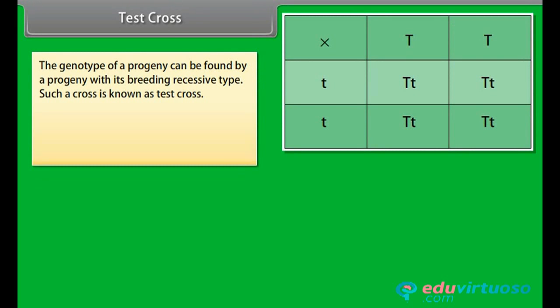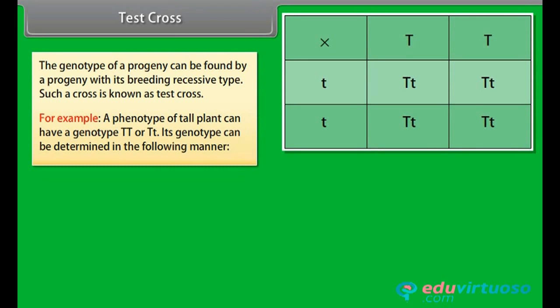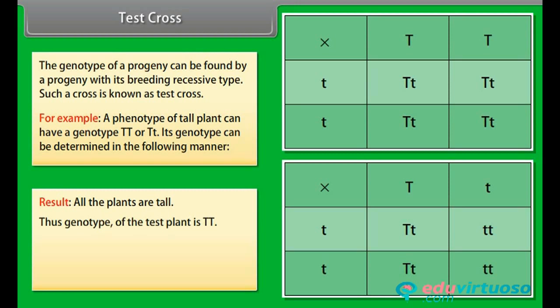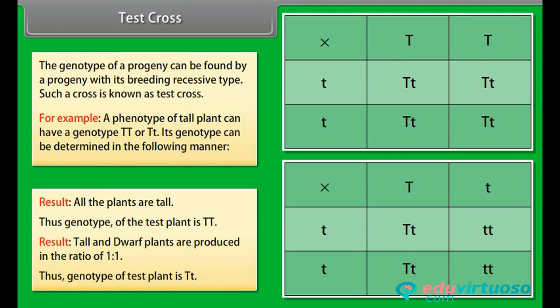Test cross. The genotype of a progeny can be found by crossing it with its recessive type. Such a cross is known as test cross. For example, a phenotype of tall plant can have a genotype TT or Tt. Its genotype can be determined in the following manner. In the first case, all the plants are tall, thus the genotype of the test plant is TT. In the second case, tall and dwarf plants are produced in the ratio of 1:1. Thus, genotype of test plant is Tt.